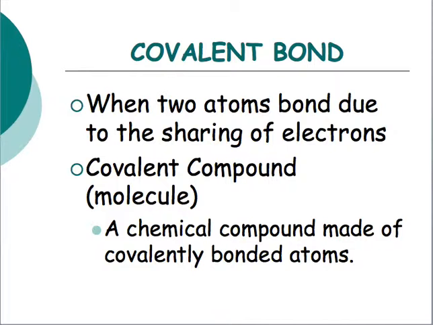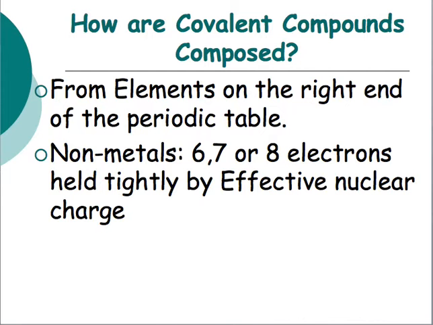Now let's take a look at covalent bonds. When we have covalent bonds, we have two atoms that bond together due to sharing of electrons. The covalent compound is a result of that, or we call it a molecule. So you have a chemical compound made up of covalently bonded atoms, the definition of a covalent compound. So sharing, sharing, sharing.